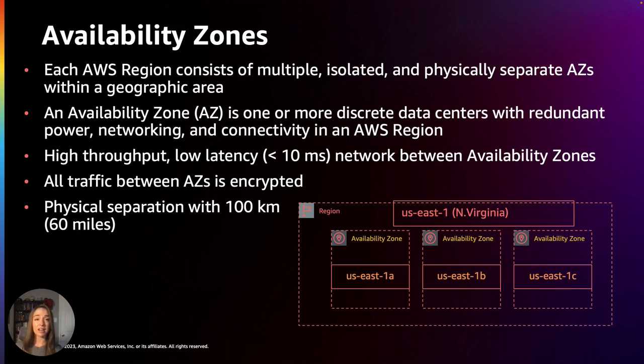Availability zones give customers the ability to operate production applications and databases that are more highly available, fault-tolerant, and scalable than would be possible from a single data center or even a single cluster of data centers. Now, one of the first questions I often get is, should we build within a single region using multiple availability zones, or should we architect across multiple regions? It comes down to the desired availability and resiliency of your workloads.